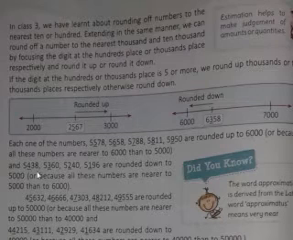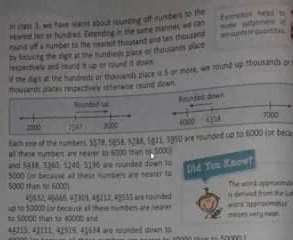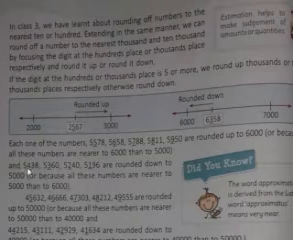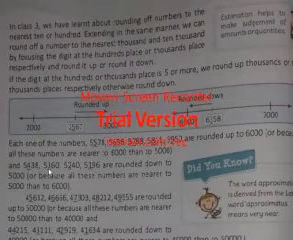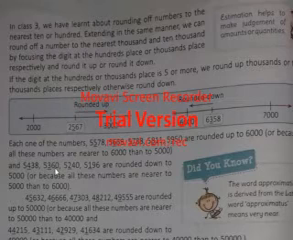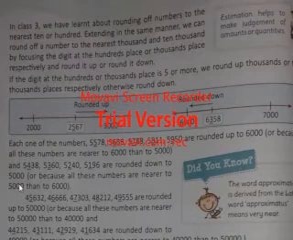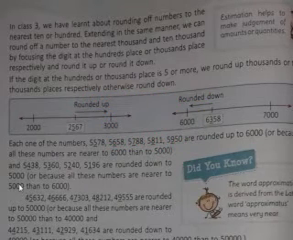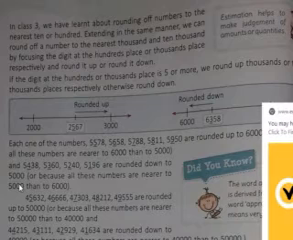You can see here it has been written, or because all these numbers are nearer to 6,000 than to 5,000, and 5,438, 5,360, 5,240, 5,196 are rounded down. Up means it increases, down means nothing increases, it decreases. All other extra numbers get deleted. That means they become 0.